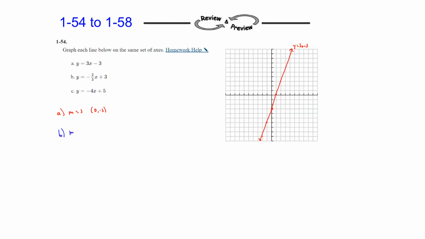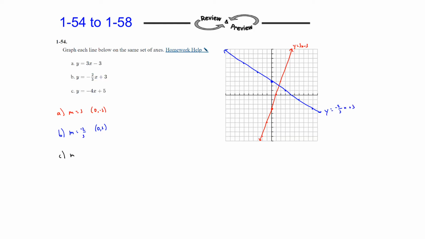On B, we have a slope of -2/3 with a y-intercept of 3. So once again, I'll plot the y-intercept first. And then this one I'm going to go down 2 and to the right 3. Once again, do that a couple times just to make sure my line's as straight as I can get it here. I can also go up 2 and to the left 3. That still creates a negative slope. And there's the second equation. Once again, y equals -2/3 x plus 3.